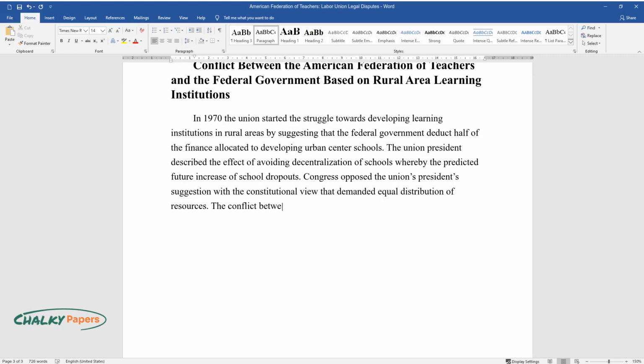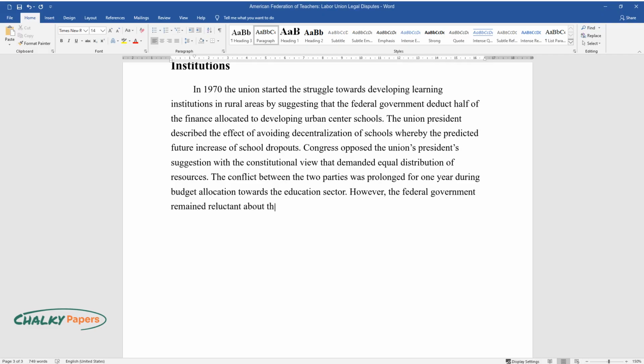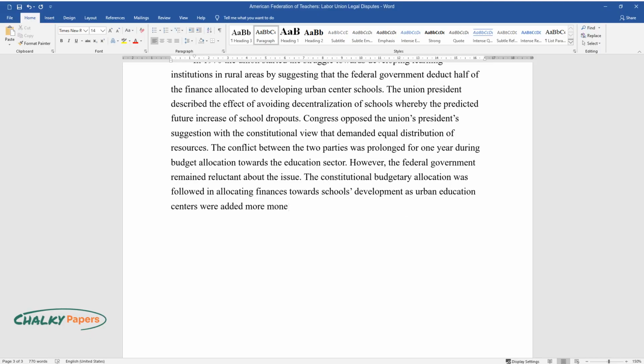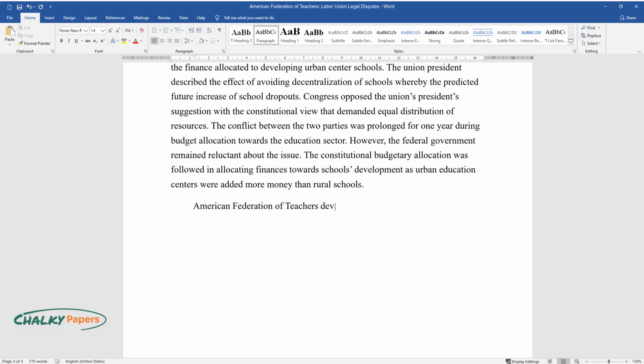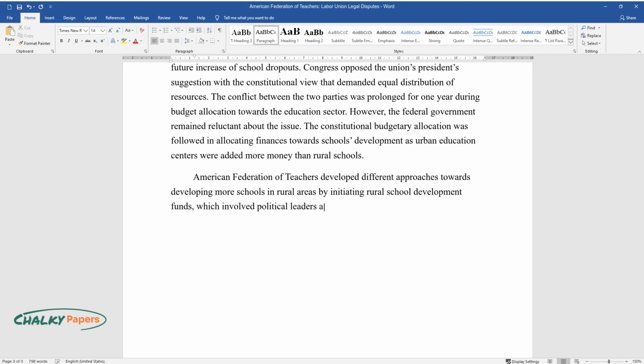The conflict between the two parties was prolonged for 1 year during budget allocation towards the education sector. However, the federal government remained reluctant about the issue. The constitutional budgetary allocation was followed in allocating finances towards schools' development as urban education centers were added more money than rural schools. American Federation of Teachers developed different approaches towards developing more schools in rural areas by initiating rural school development funds, which involved political leaders and other stakeholders.